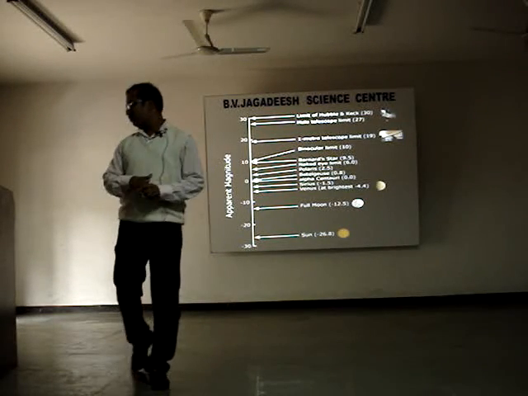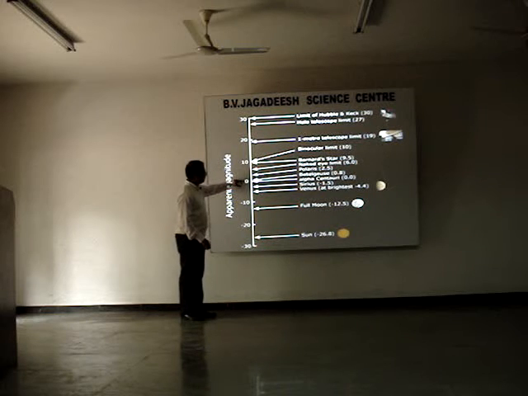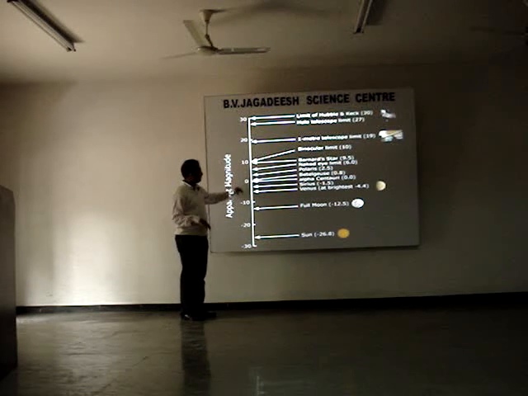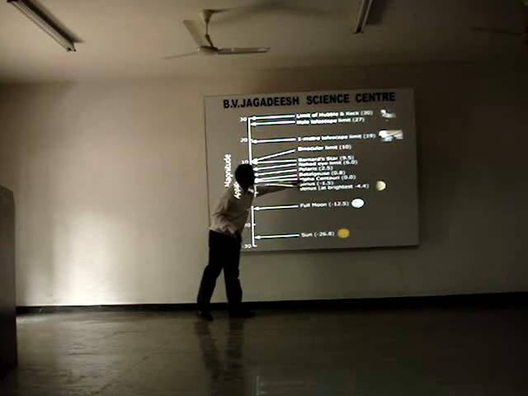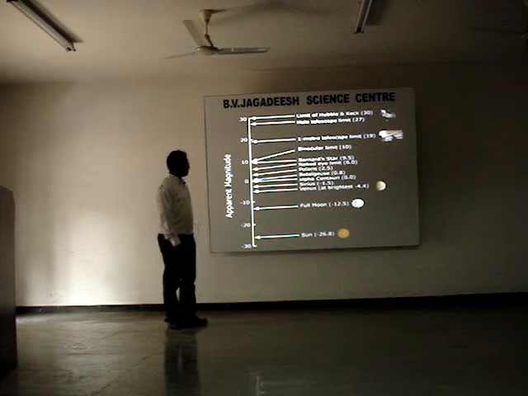I am not going to explain that. What I want you to understand is this. The magnitude 0 is taken by a reference star, which is Alpha Centauri. Alpha Centauri is again the nearest star to us.